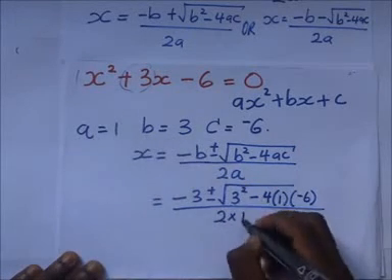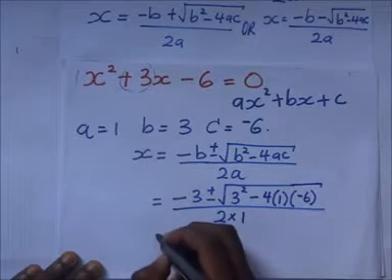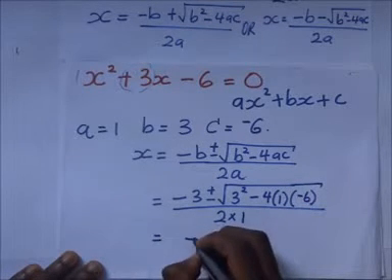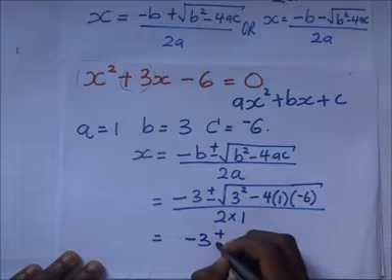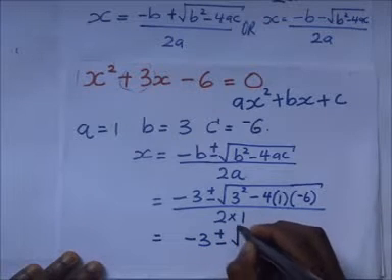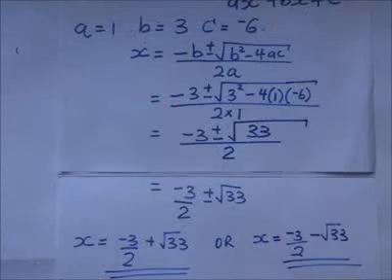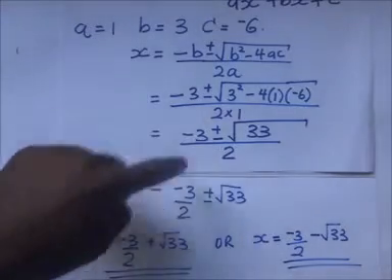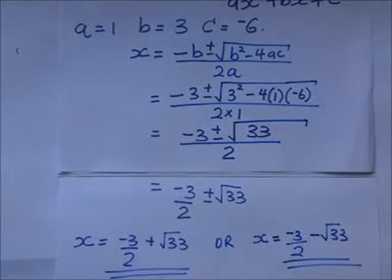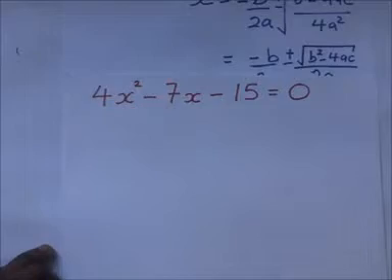Our value of a is 1. And the rest is math. Our answer will be negative 3 over 2 plus the root of 33, or this. So our two values of x are either this or that, and those are our answers. Let's go ahead and solve the next.